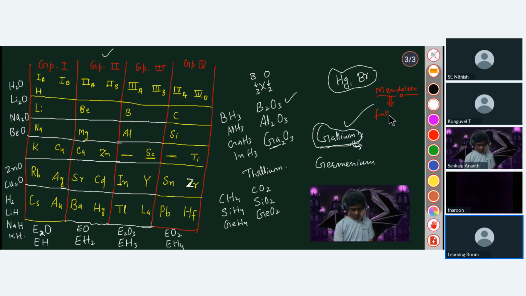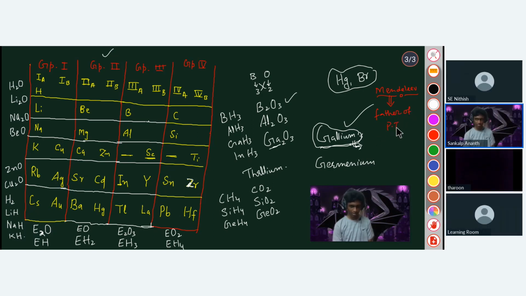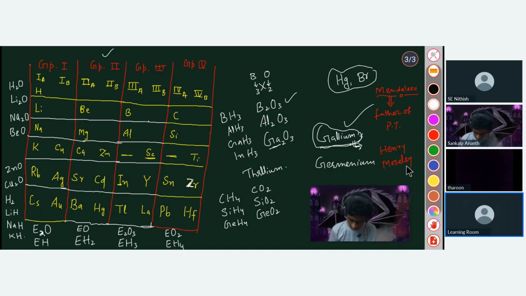But then who is the father of the modern periodic table, sir? That is Moseley, who gave the modern periodic table. Henry Moseley. Can you tell the spelling, sir? Okay, I will write it here. That is Henry Moseley. You can go to the next page, sir.